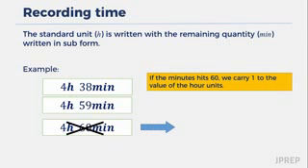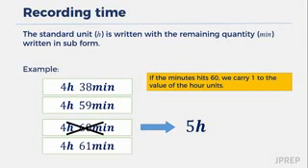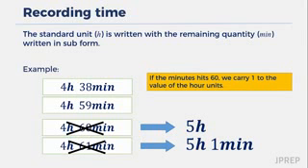We have to convert the 60 minutes to 1 hour and add it to the 4 hours to become 5 hours. If I have 4 hours and 61 minutes, I'll take 60 minutes from the 61 minutes and convert it to 1 hour and add it to the 4 hours to become 5 hours. Then I'm still left with 1 minute. So this will become 5 hours 1 minute.